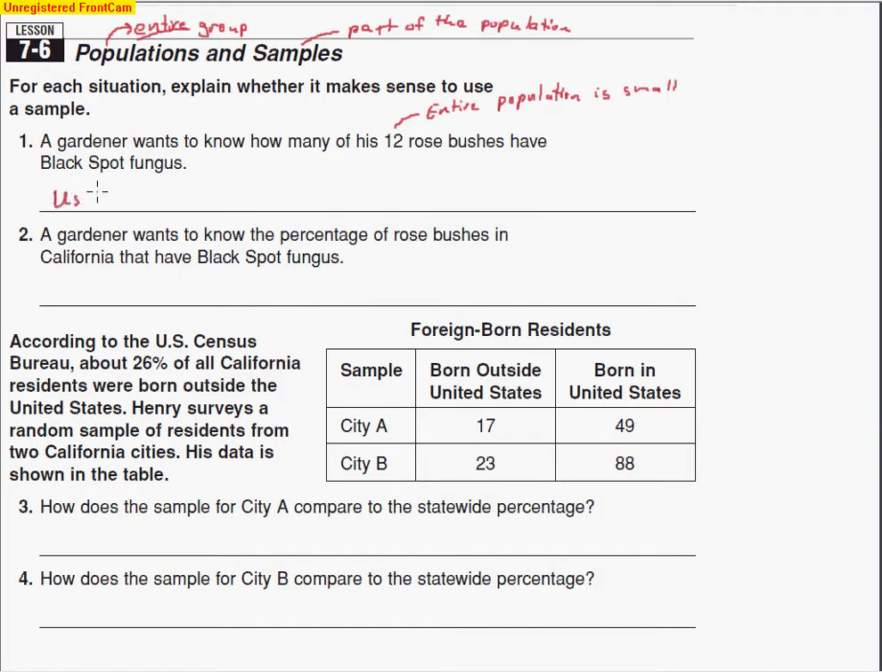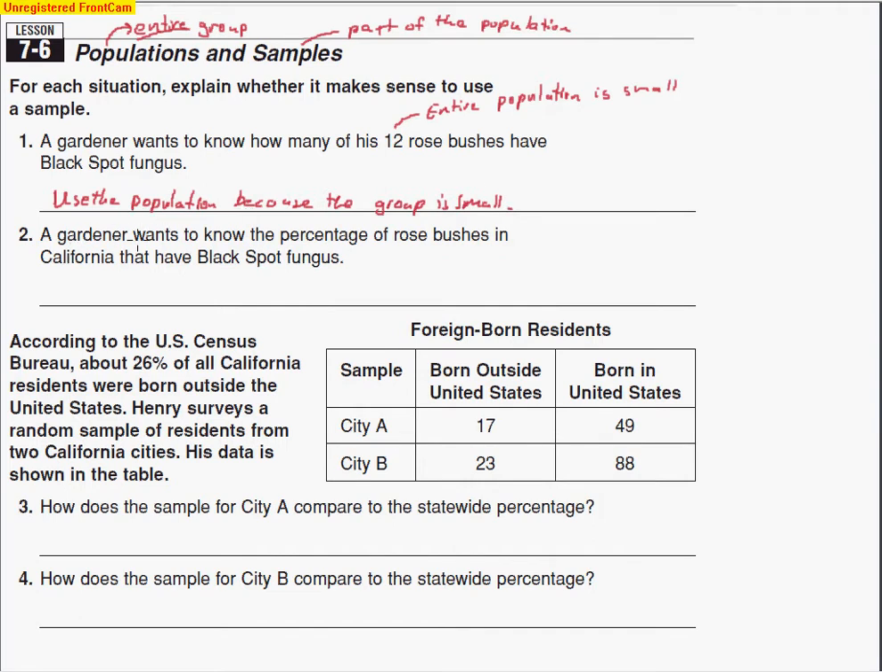We'll go ahead and use the population. And so again, we're using that population rather than a sample because the group, and the group is the rose bushes, the group is small. And so again, we oftentimes will use a population if the group is small, but if the group is really large, then we'd want to go with a sample. And that's what we'll see in the next example here.